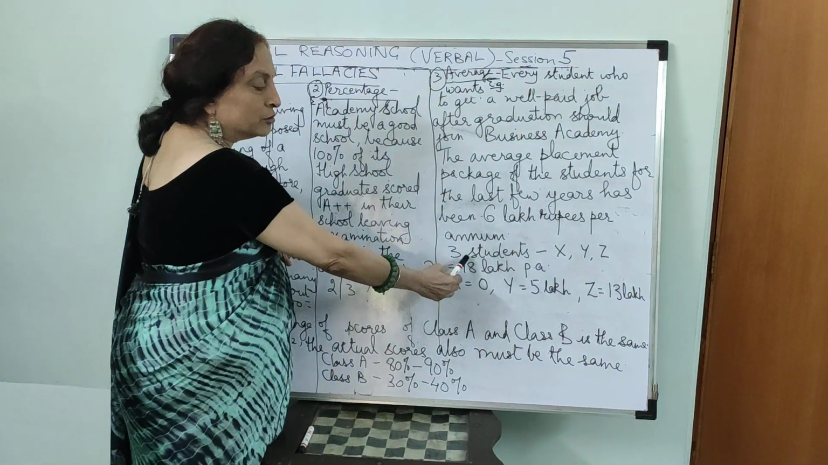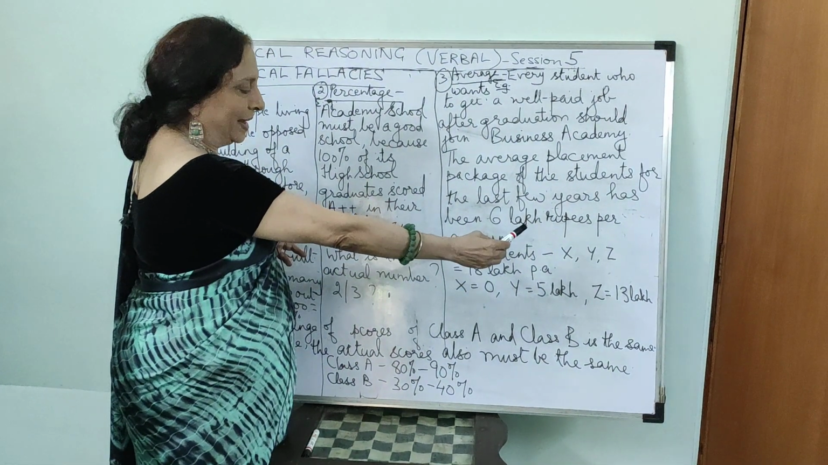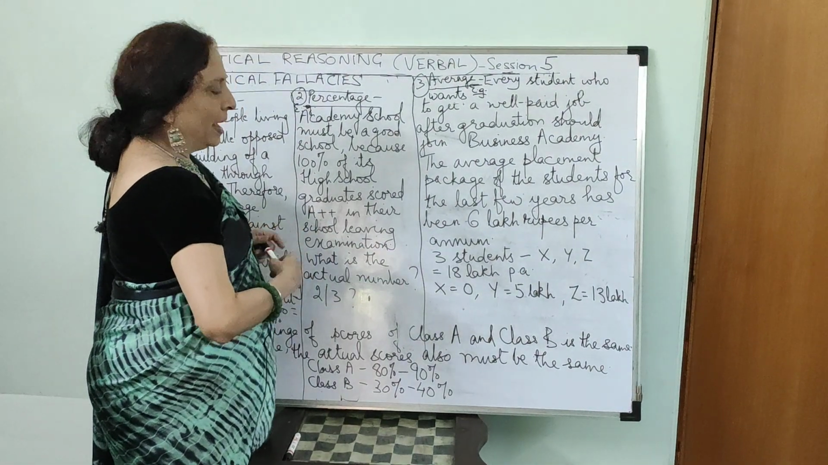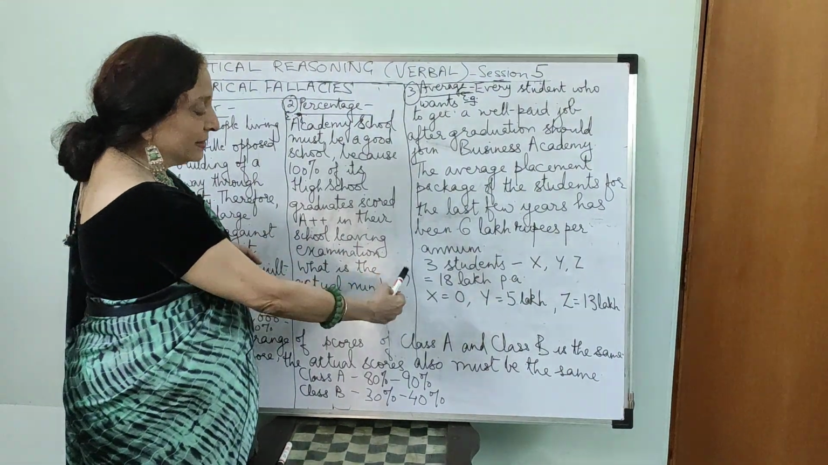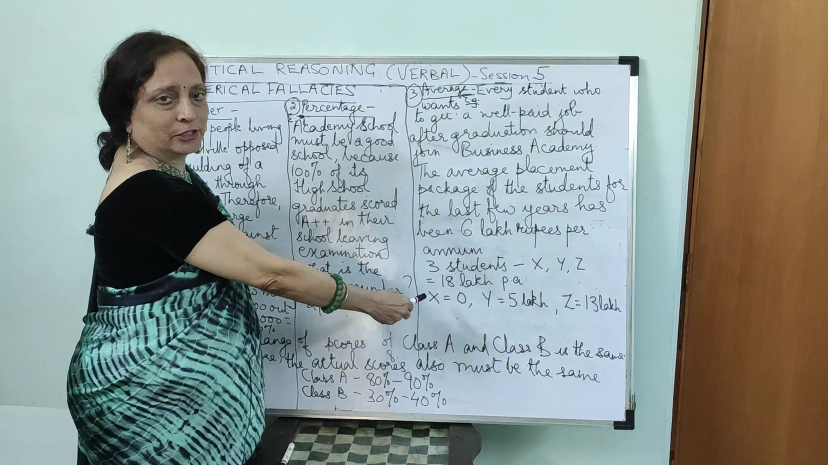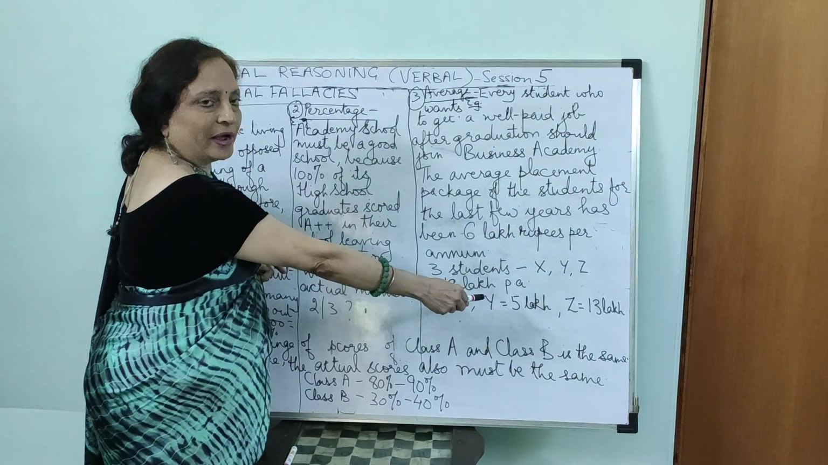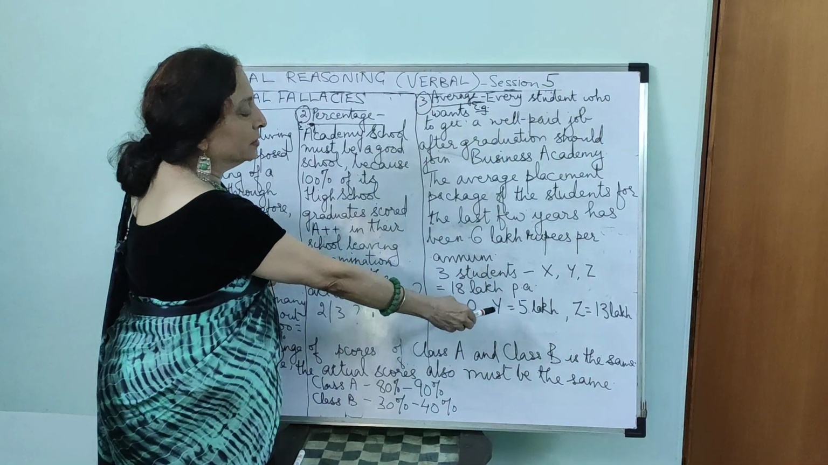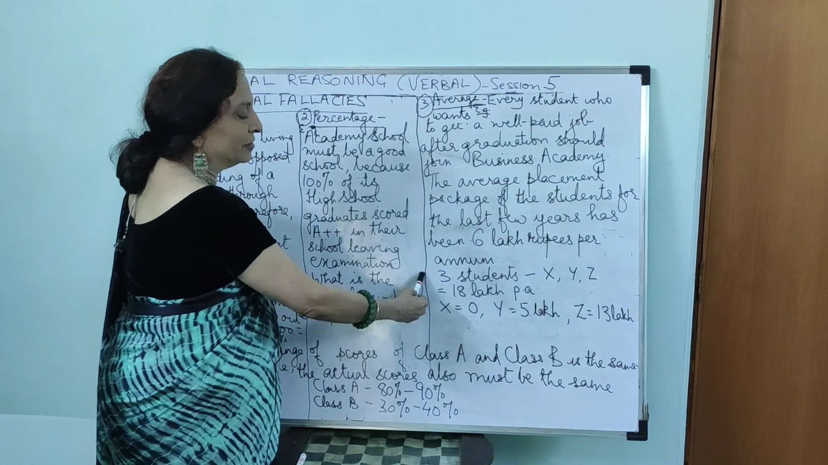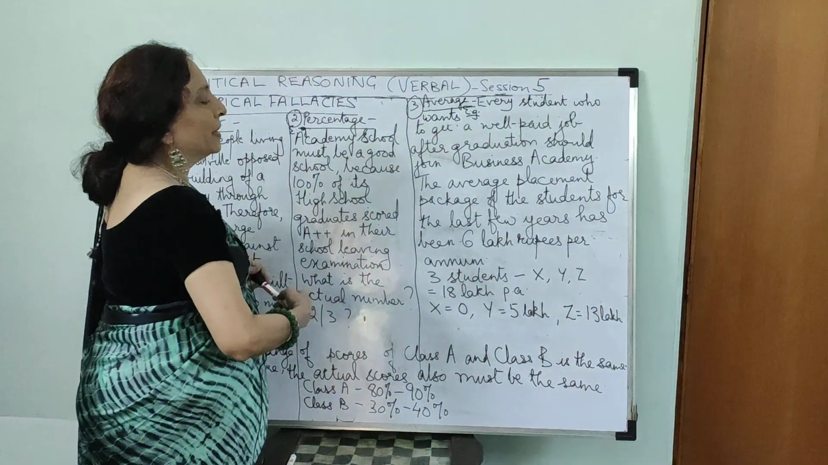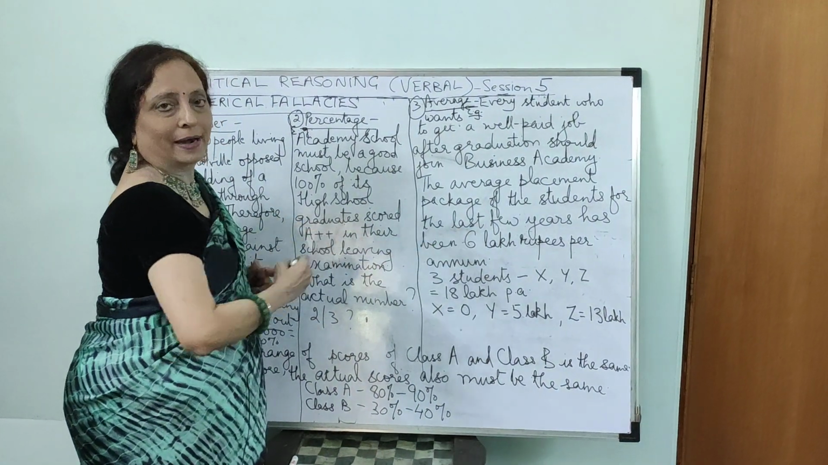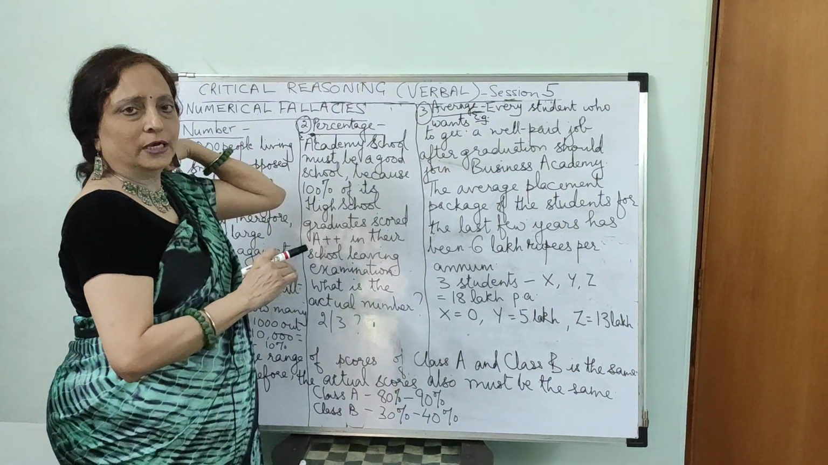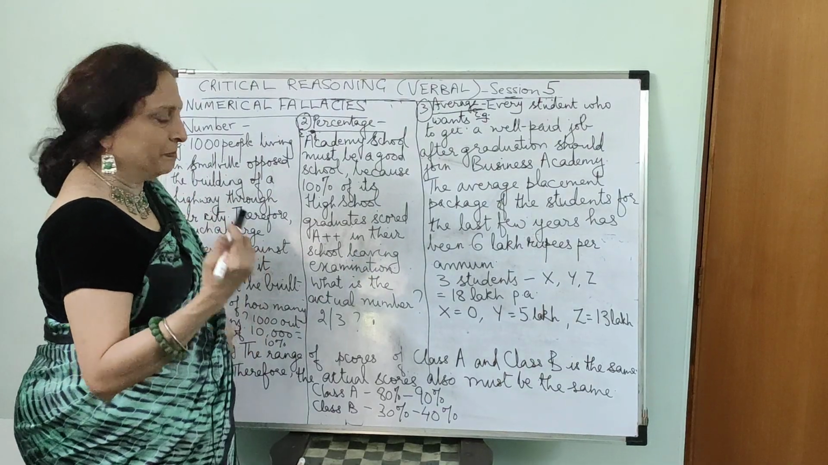So, if there are 3 students, X, Y, Z, we just need a total of rupees 18 lakh per annum, and it could be constituted like this. X may not even be placed, so he has got 0. Y may have got 5 lakh, and Z might have got above average, which is 13 lakh. So here we have got a total of 18 lakh, which we have divided by the 3 students to get an average of 6 lakh rupees per annum. Okay, average. So average has to be also checked very carefully to see how it is constituted or made up.